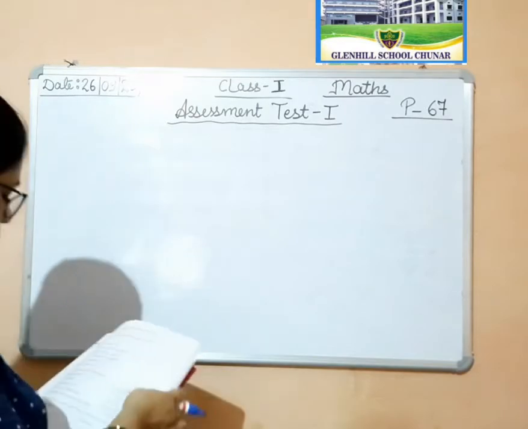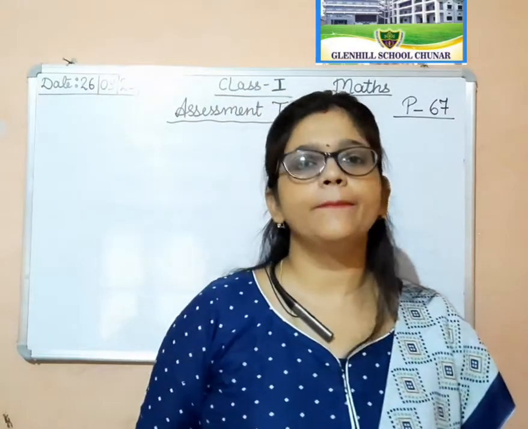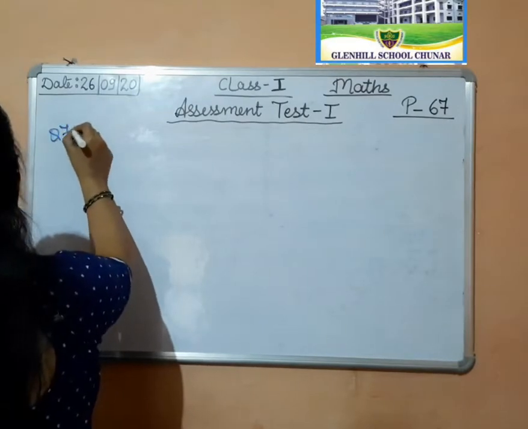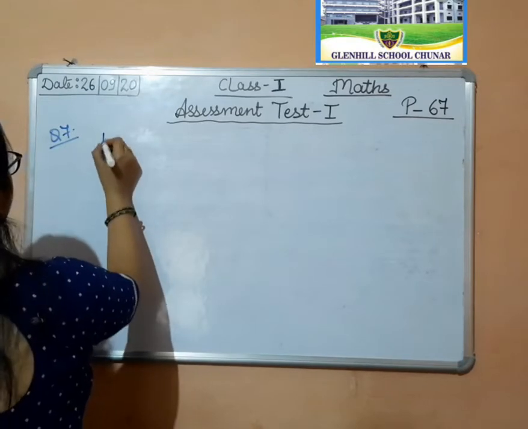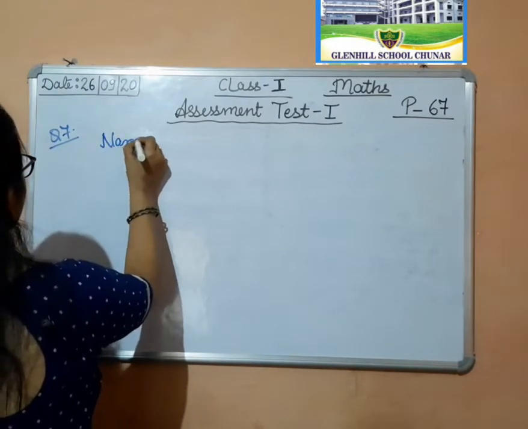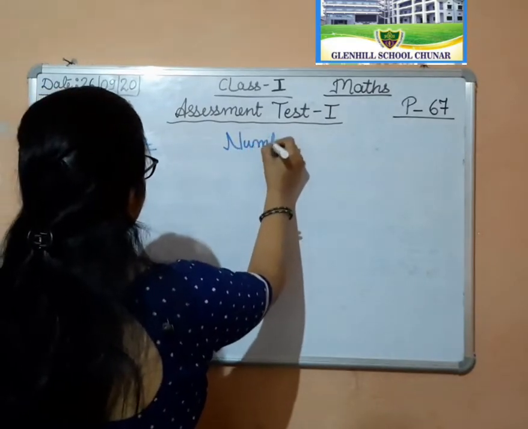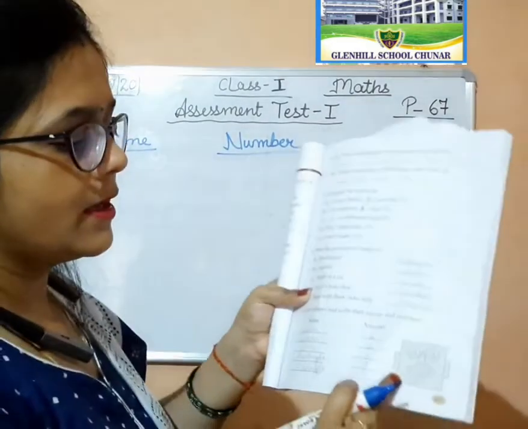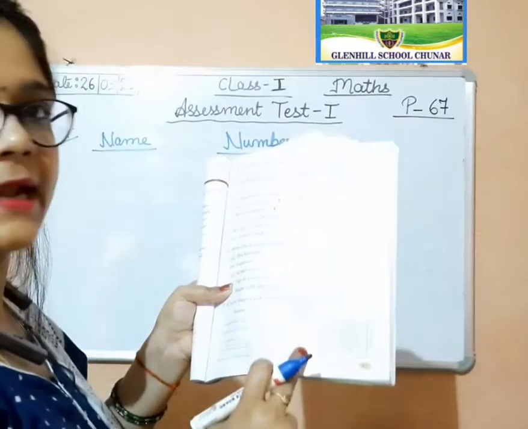Now question number 7. Okay, in question number 7, count the shapes and write their names and numbers. Here are the shapes for question number 7. Count the shapes and write their names. So name and number I am writing here. Okay students, you have to count these and write down their names and numbers.